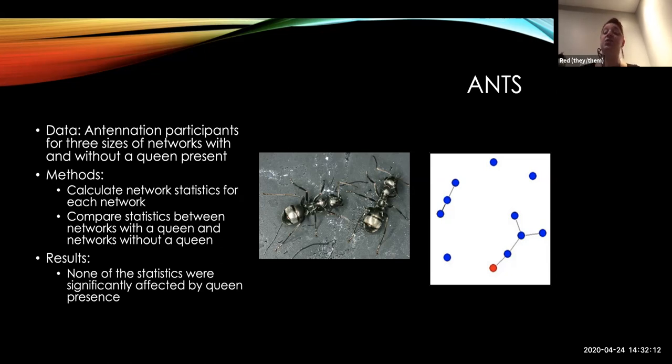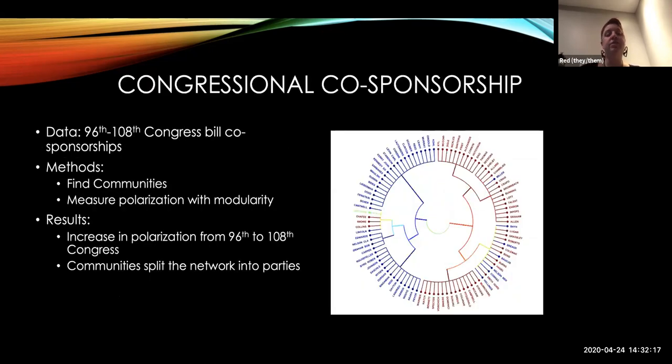So those are the three types of social networks that I've done work on. But I've also done some coercing data into networks. So one of those projects was on congressional co-sponsorship. So in Congress, there are lots of bills, and each bill has to have co-sponsorships. So whenever there was a bill that had multiple people that sponsored it, from the 96th to the 108th Congress, this was a project that I worked on at UNC.